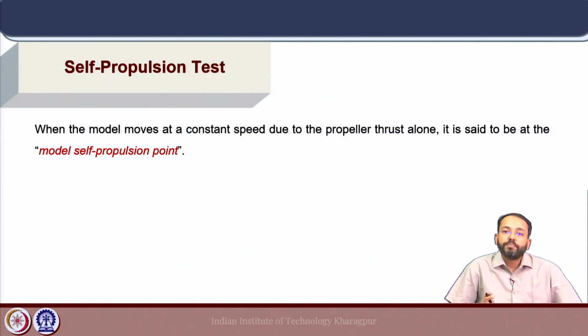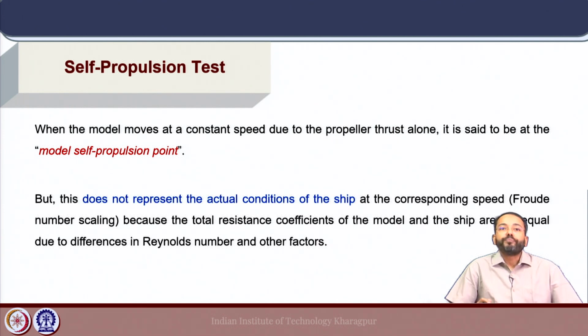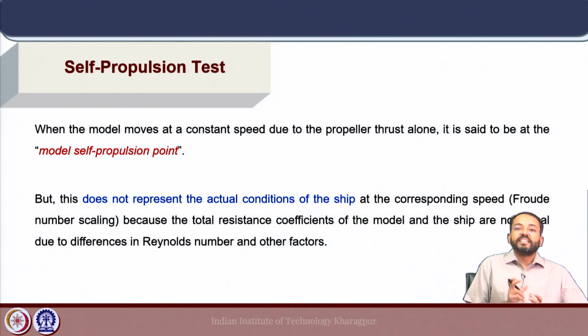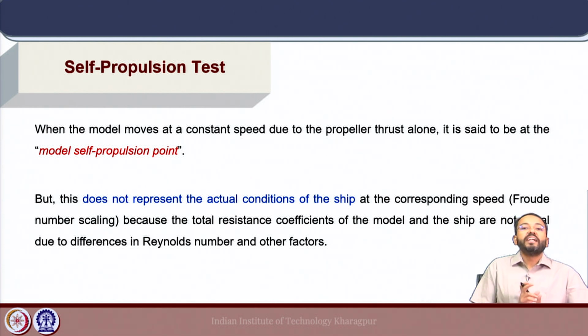So, the ship is towed by the carriage and the propeller is also rotating to provide a thrust, and if the propeller thrust is good enough to move the ship at that particular constant speed, then it is called the model self propulsion point. Now, this exactly does not represent the actual conditions for a ship. The understanding of this particular point is very important for a self propulsion test.